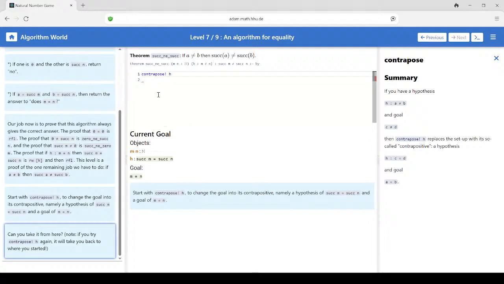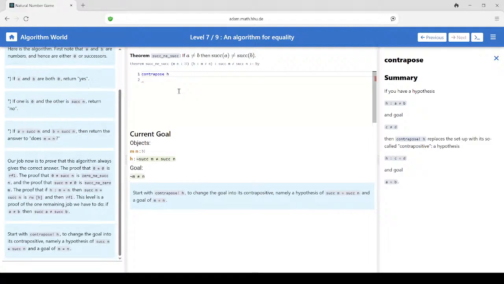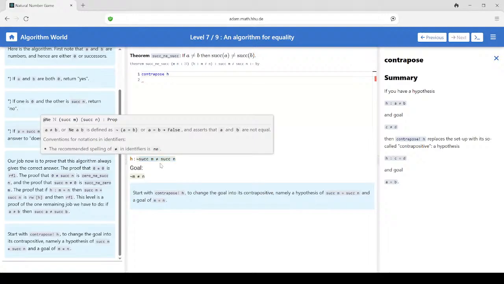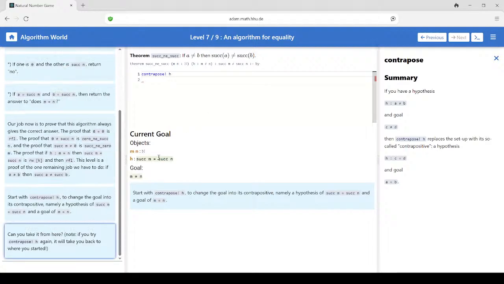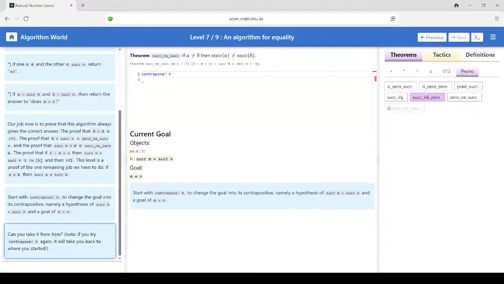So contrapose usually, I guess these kind of mean the same thing. Not. You're just adding not. But here we're actually changing the does not equal sign into an equal sign. Can you take it from here? Nope, if you try contrapose exclamation point H again, it will take you back to where you started. Okay.